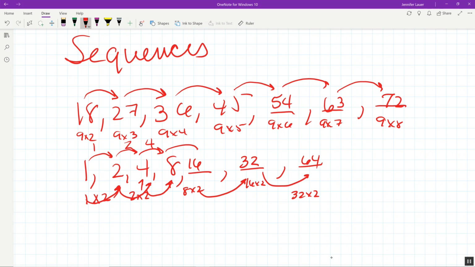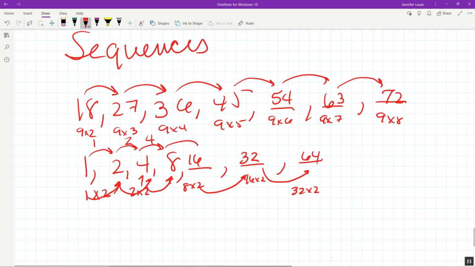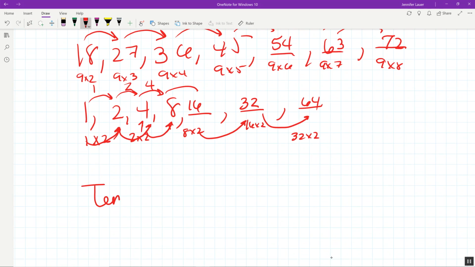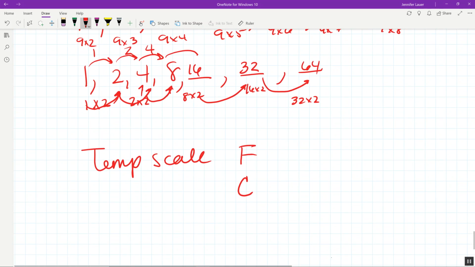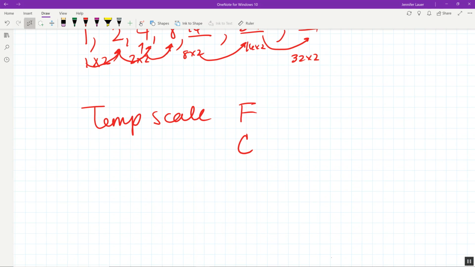Okay, so if we're talking about scales, when you're talking about temperature, what you guys are used to is Fahrenheit. So when we're talking about a temperature scale, it can be with Fahrenheit or it can be with Celsius. We just need to be able to read them according to whatever it's asking us. So I'm looking at example 3 in your book, if you want to follow along with it.